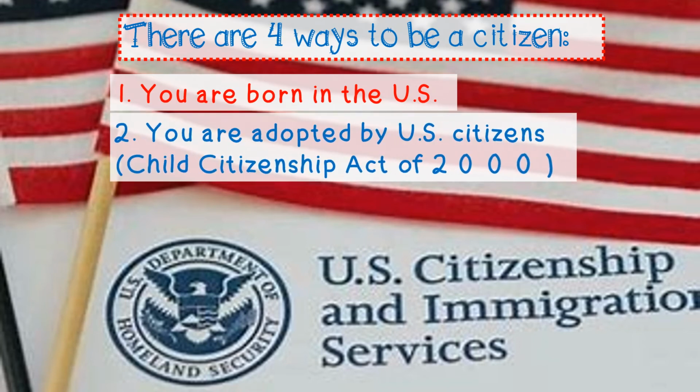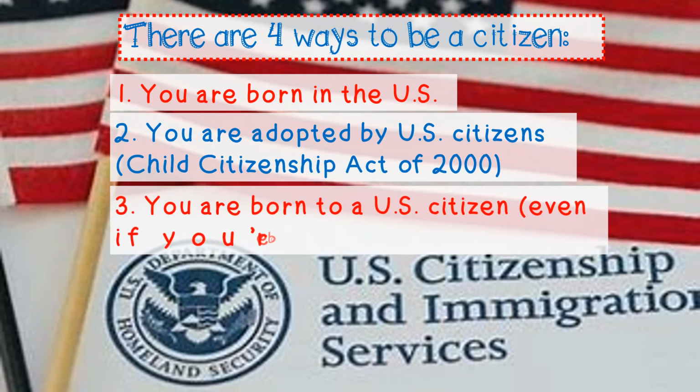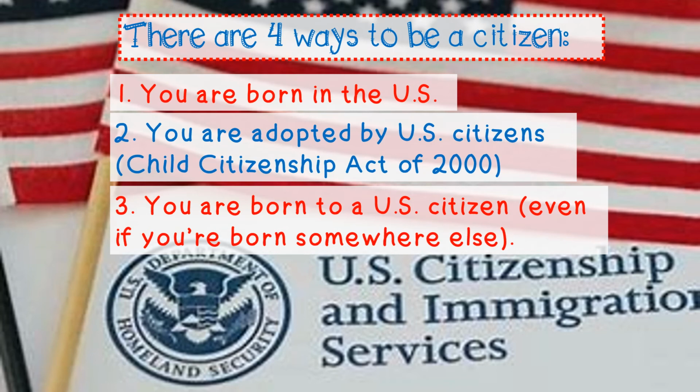Another way to become a citizen is to be adopted by U.S. citizens. So if a couple in America goes anywhere in the world to adopt a baby or a child, that child is immediately a U.S. citizen. You can be born to U.S. citizens. So if my parents were living in another country when they had me, I would still be a citizen because my parents are citizens, and any children they give birth to are automatically citizens, irrespective of where they might be in the world when they're born.